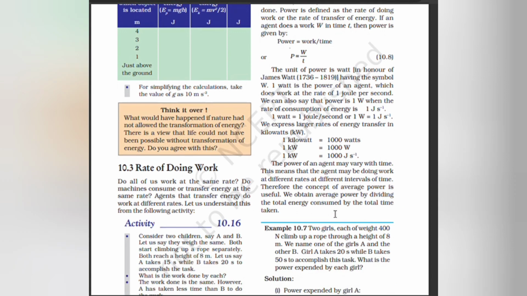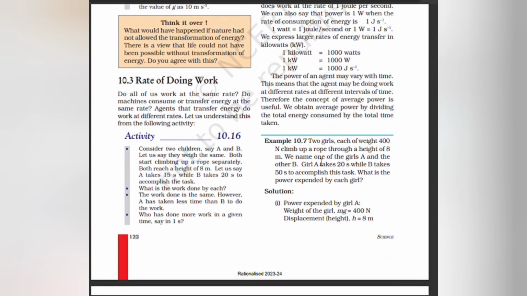The power of an agent may vary with time. This means an agent may be doing work at different rates at different intervals of time. Therefore, the concept of average power is useful. We obtain average power by dividing the total energy consumed by the total time taken.